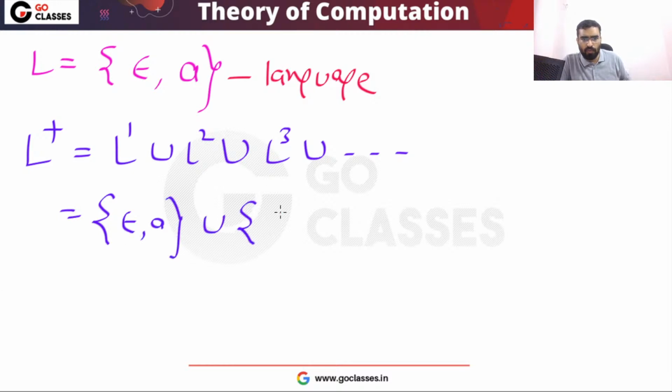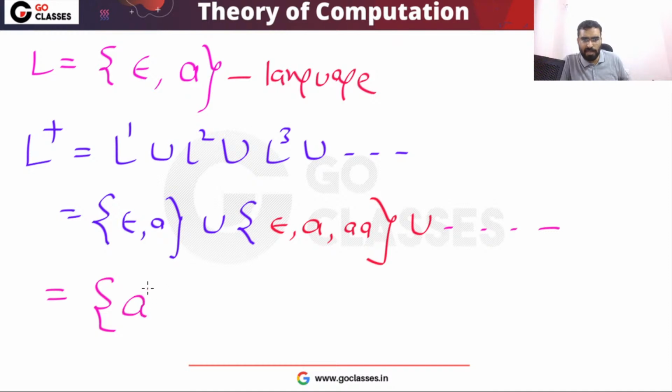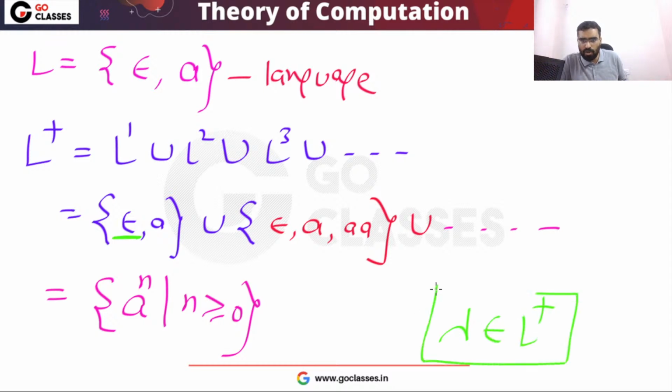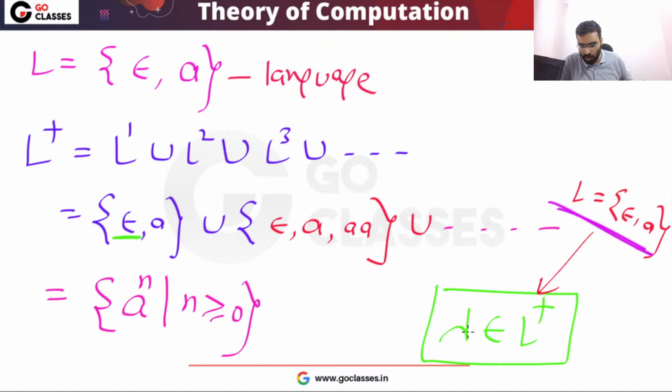What is L power 2? That will be the empty string comma A comma AA. This is your L power 2. What is L power 3, and so on. Like this you can create. So finally your L plus will be A power n, where n is greater than or equal to 0. So you can notice here the empty string belongs to L plus, when your L is this, empty string comma A.